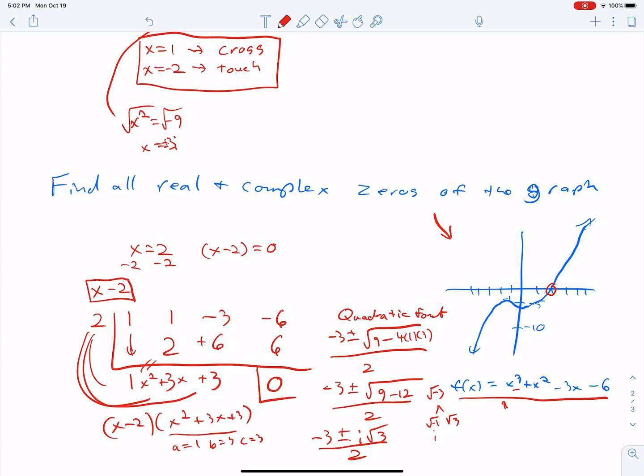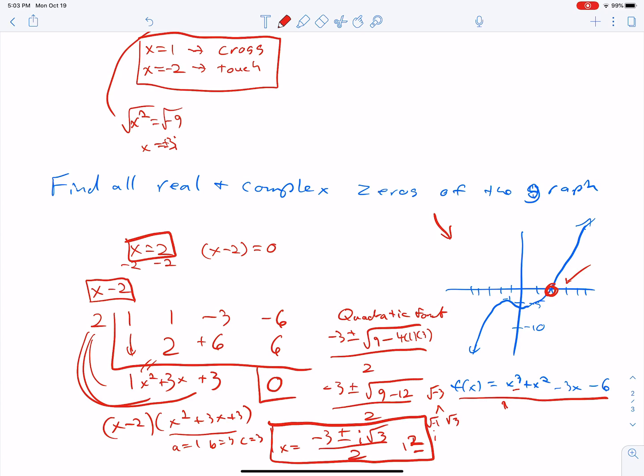So those are 2 of our zeros, right? That's what we use the quadratic formula to find, the solutions. So x is going to equal -3 plus or minus i square root of 3, all over 2, and x is going to equal 2, which we found originally. So those become our zeros: real, which is 2, which we see right here on the graph, and the complex ones by solving.